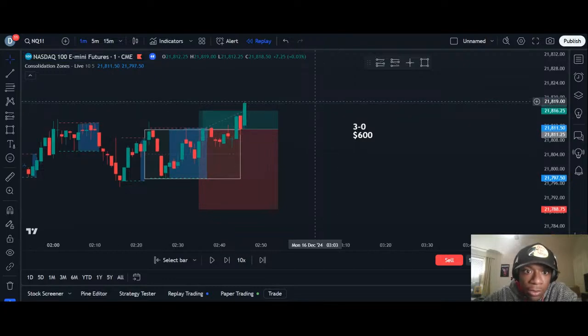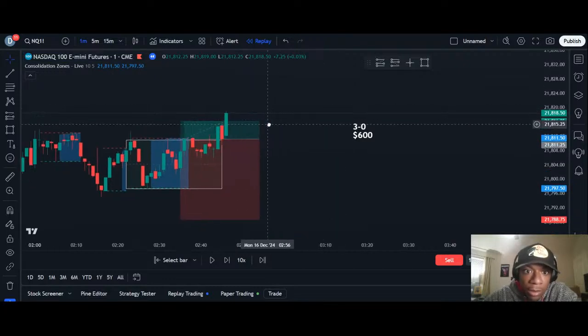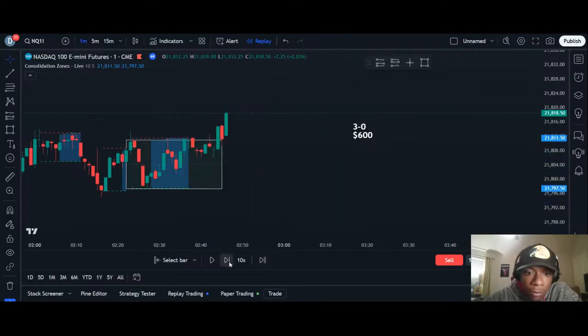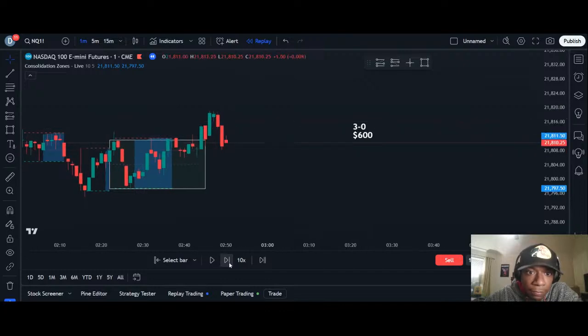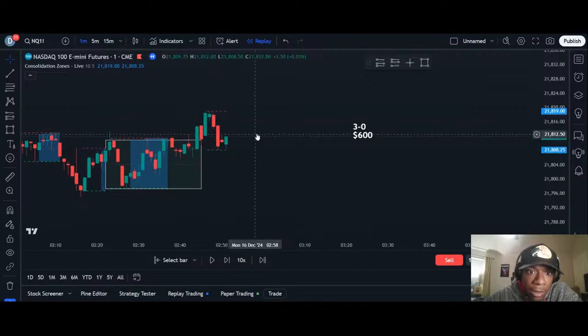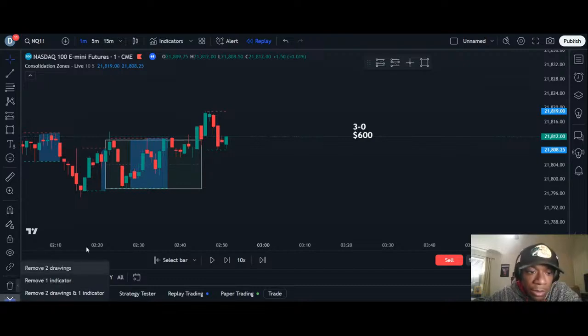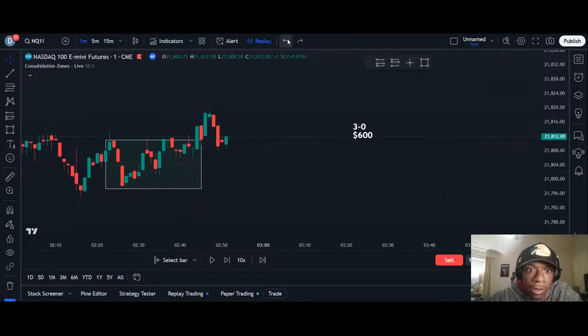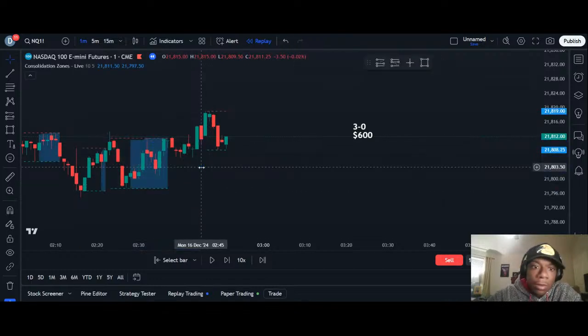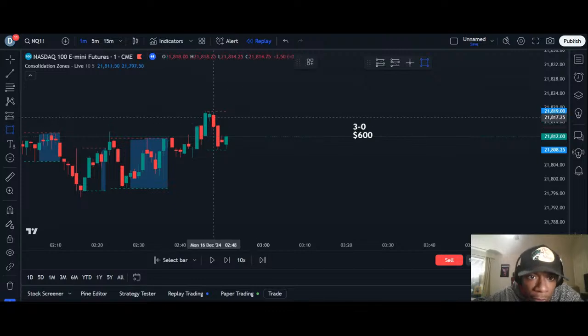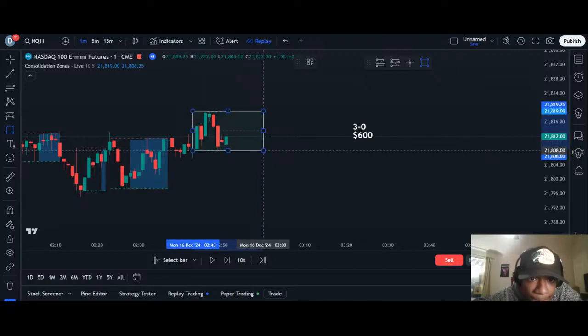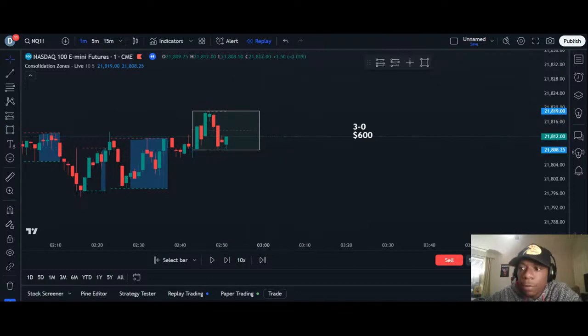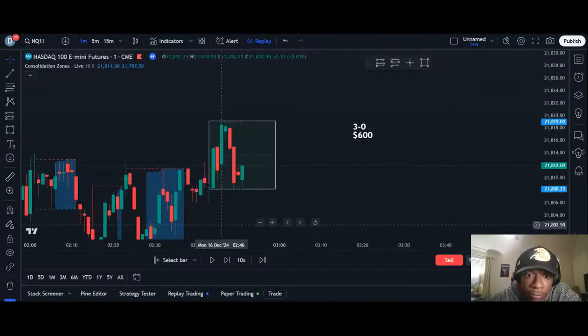3-0. We got 2 more trades for the day. Let's see if another zone pops up. Okay, here we go. Got another zone. That's what I love about the 1 minute. You don't got to wait too long before you see a setup. So why do I keep deleting my indicator? Okay, so here we go. Trade number 4. We're going to wait for it to close above or below.